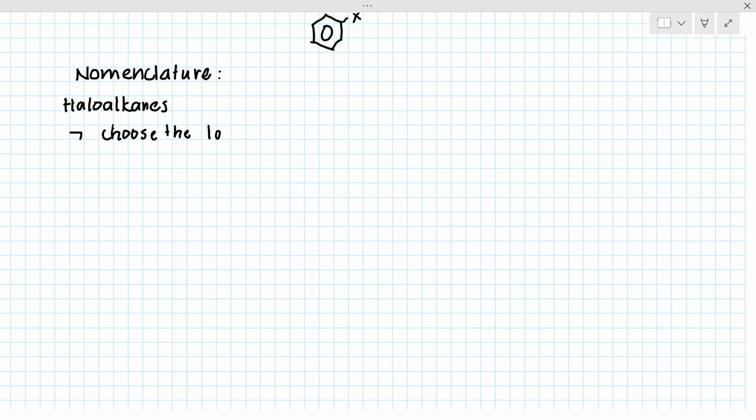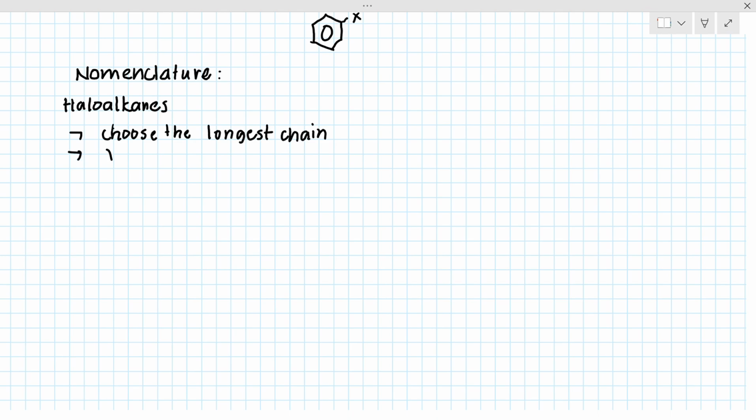Choose the longest chain. So why is choosing the longest chain important? Because it is the very basic rule of nomenclature. That is, you always choose the chain which has more carbons. You choose the longest chain, which has been a part of nomenclature since we studied general organic chemistry, and in 10th when we studied carbon and its compounds. This is what goes for the haloalkanes as well.